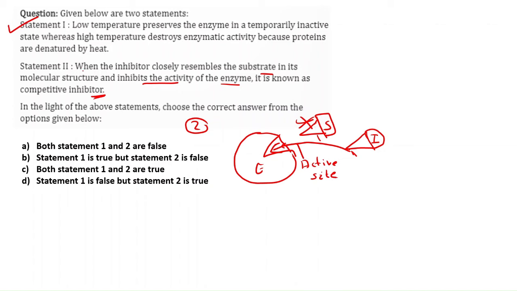So statement 2, what is that? When an inhibitor closely resembles the substrate in molecular structure and inhibits the activity of the enzyme, it is known as a competitive inhibitor. Yes, so statement 2 is also a correct statement. So what is our answer? Option C, you can see here: both statement 1 and statement 2 are true.